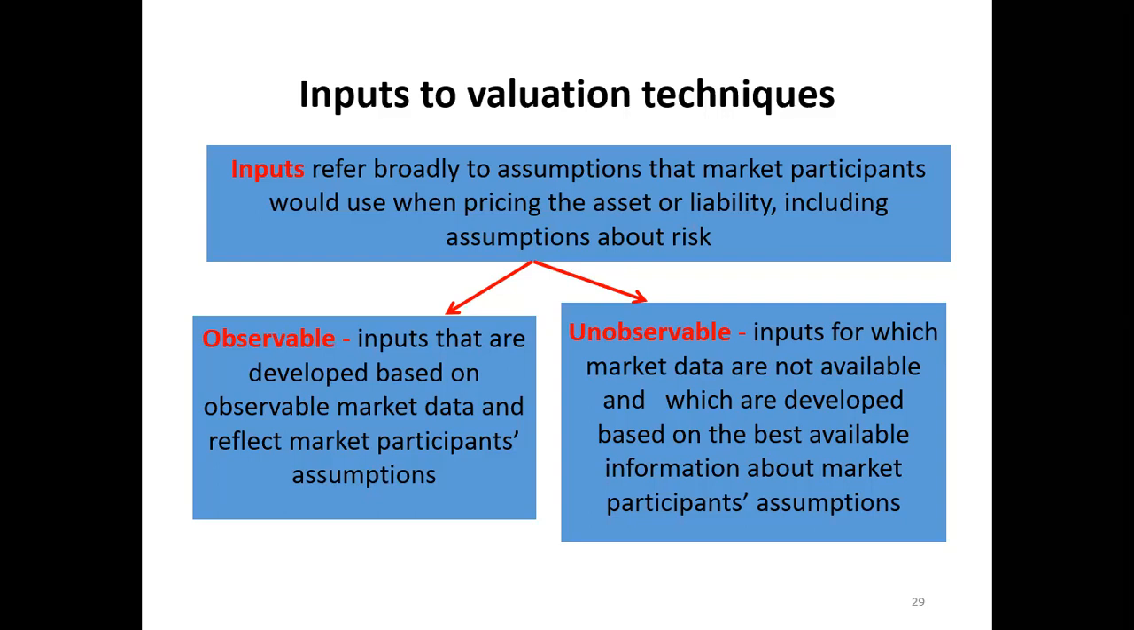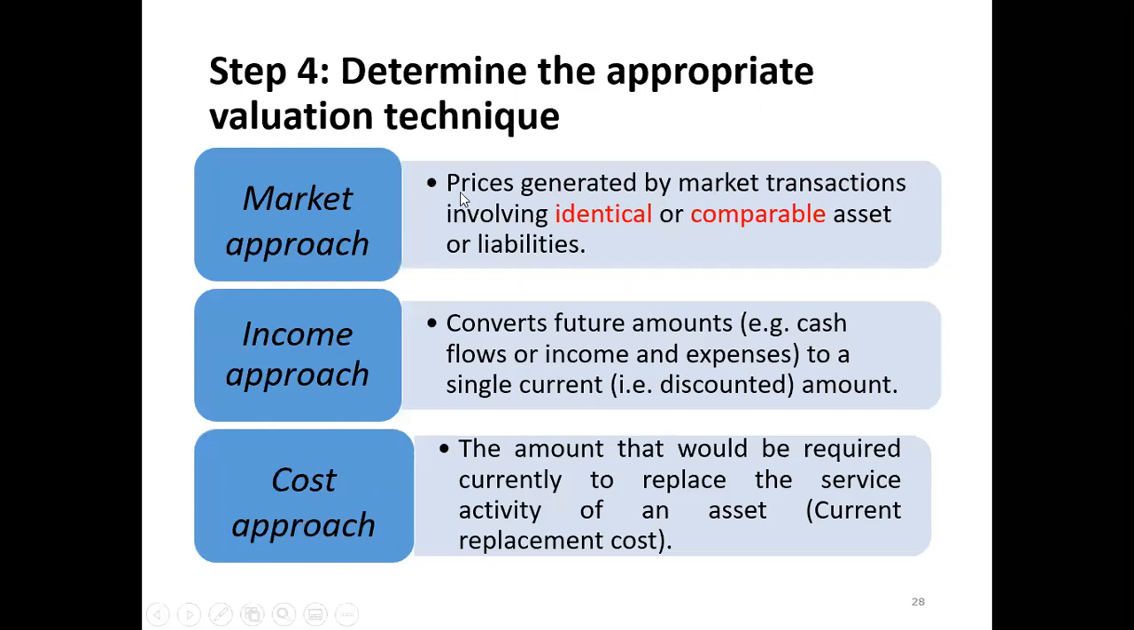In the sense, under the market approach, we discussed the market price. So the market price is an observable input. For example, the share price is an input to the market approach. You take this share price and multiply it by the number of shares and you get the value for a particular investment. So the market price and the number of shares you have are market observable inputs.